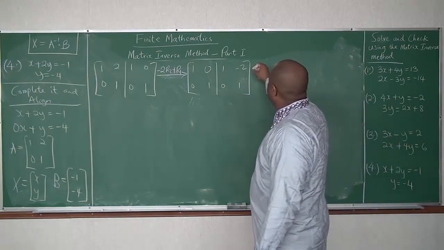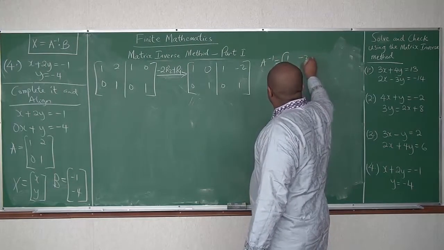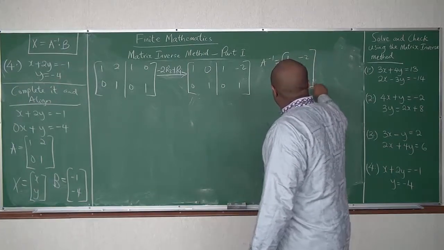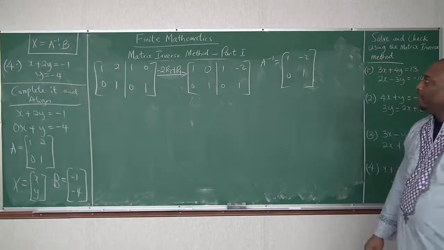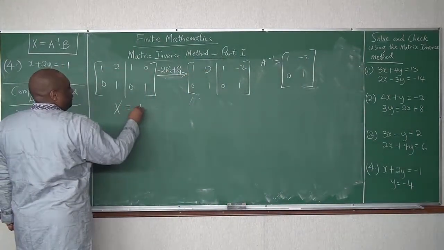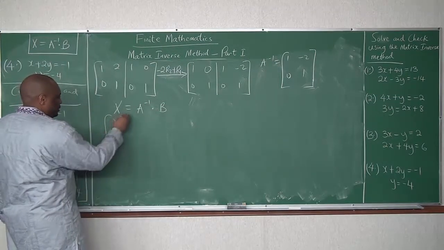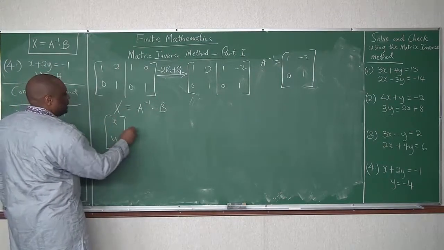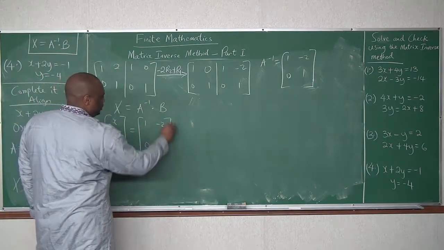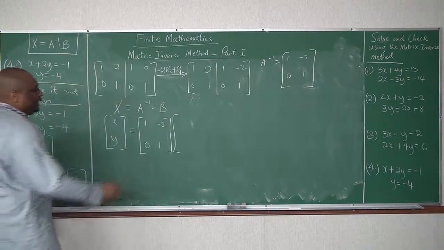So what is our A inverse? We have that our A inverse is what? 1, 0, negative 2, 1. This is our A inverse here. Now what do we do? X is equal to A inverse times B. So XY is equal to 1, 0, negative 2, 1 times B, which is negative 1, negative 4.